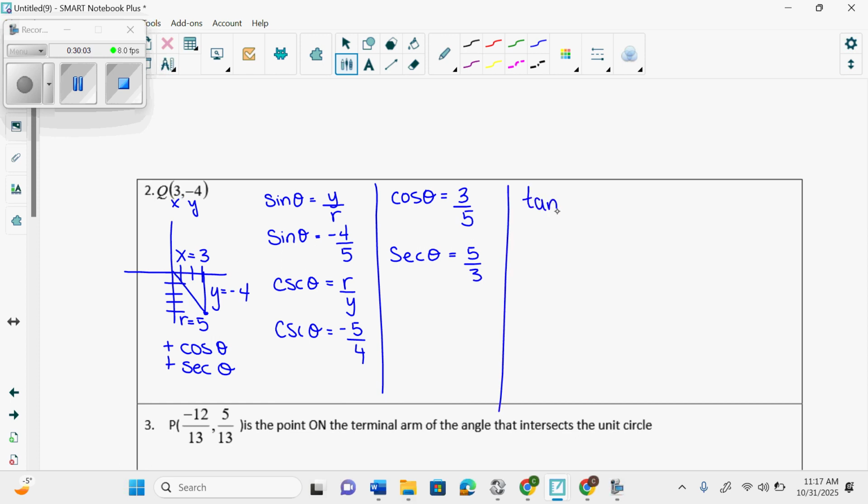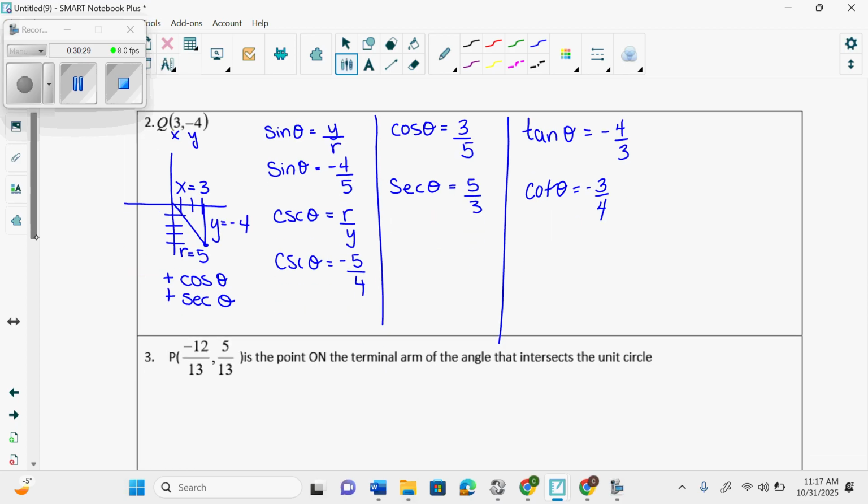Tangent theta. Now check and make sure that you actually have thetas beside all of your words, or you are wrong. Go check, because I'll have a whole bunch of people going sin, cos, tan with no thetas beside. Tan is "tan your x box," so it's negative 4 over 3. And cotan is that flipped, so it's negative 3 over 4.